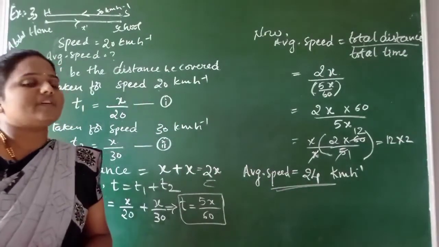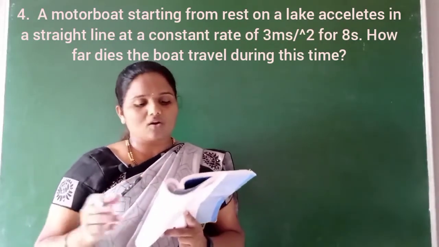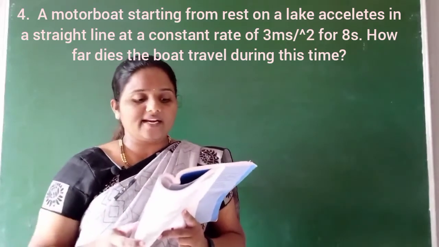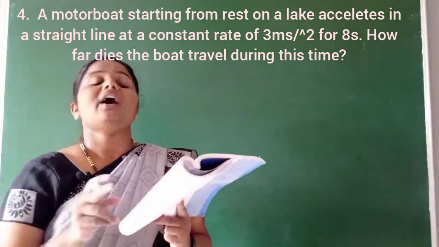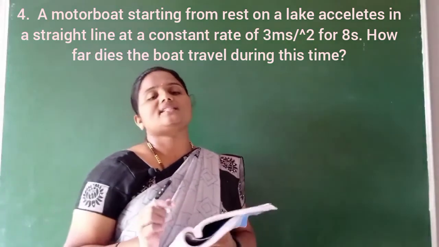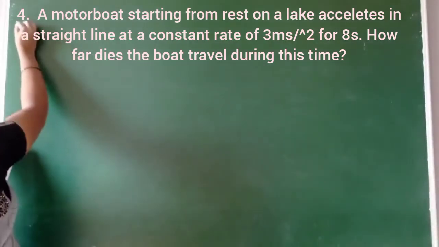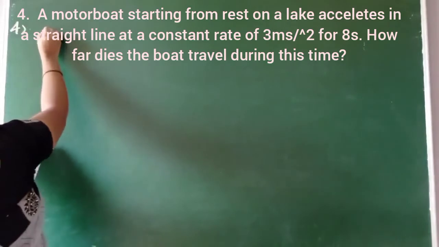Okay. Next we will move with the fourth one. Children, the fourth question is: a motorboat starting from rest on a lake accelerates in a straight line at a constant rate of 3 meter per second square for 8 seconds. How far does the boat travel during this time? It's very simple, children. This question number is the fourth one. Here a motorboat.